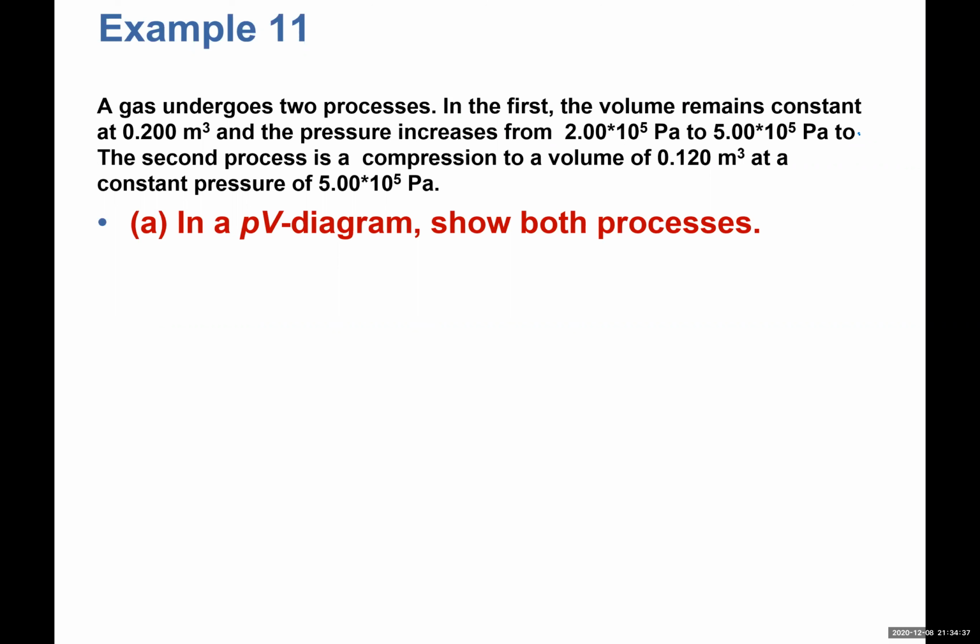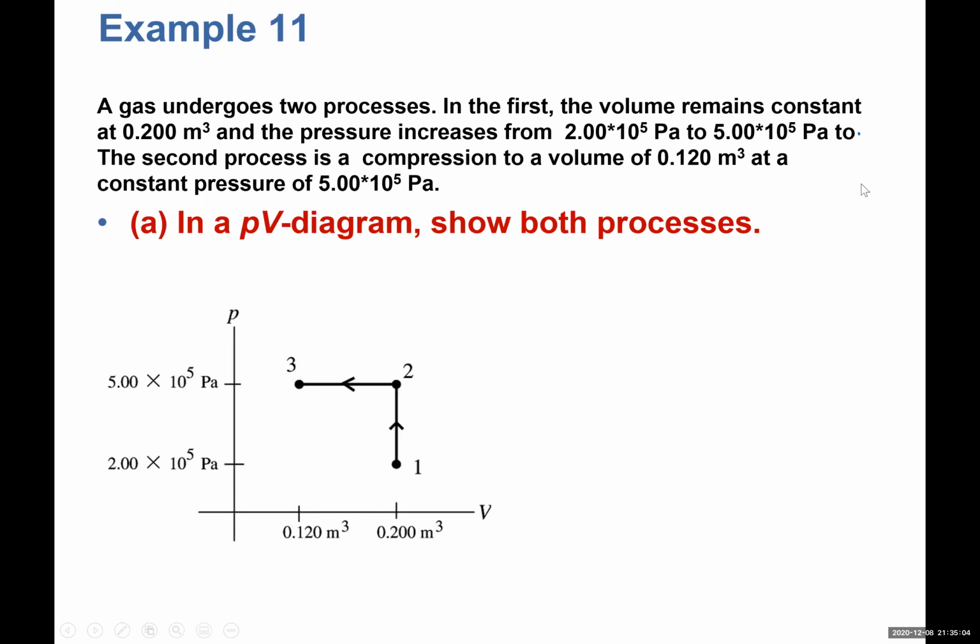Okay, so think like this. First, constant volume, increasing pressure. Remember, that's basically an isochoric process, right? Constant volume, increasing pressure. That means a vertical line, but we are increasing the pressure, so it's moving vertically upward. And then while keeping the pressure constant, we are decreasing the volume. That means it's a horizontal line going to the left. And that's the diagram for that.